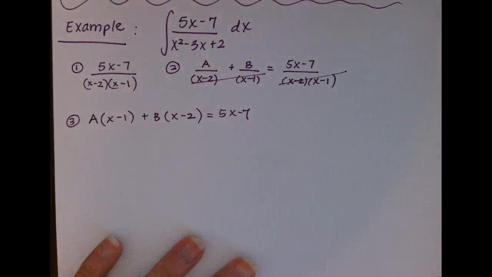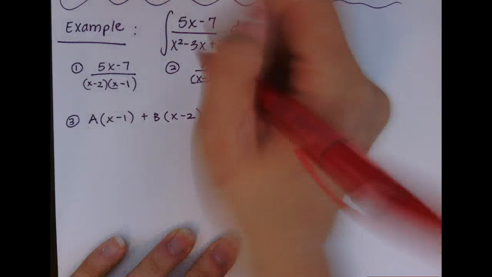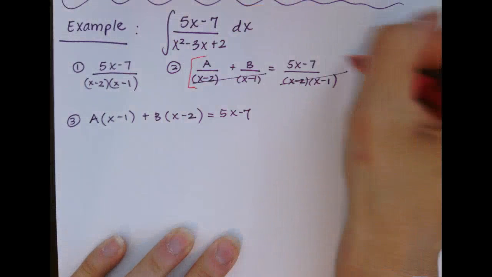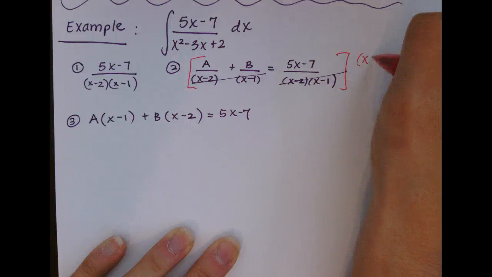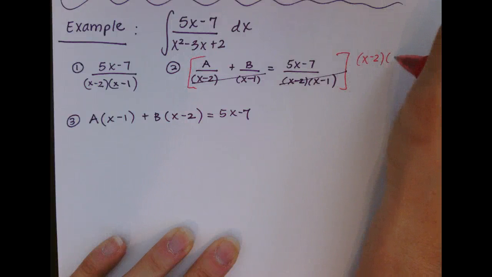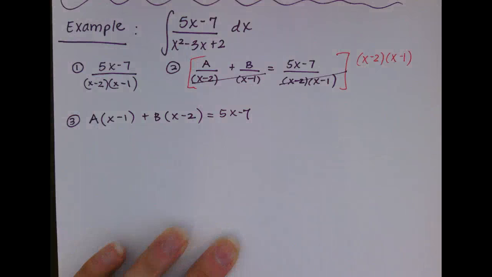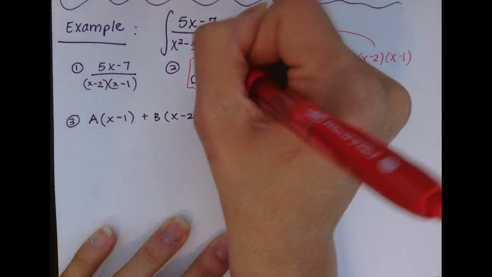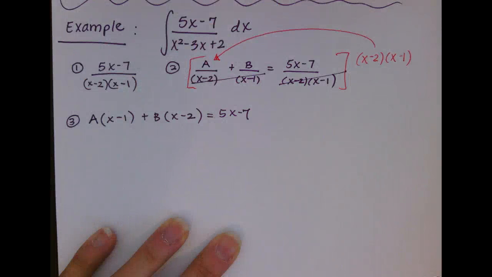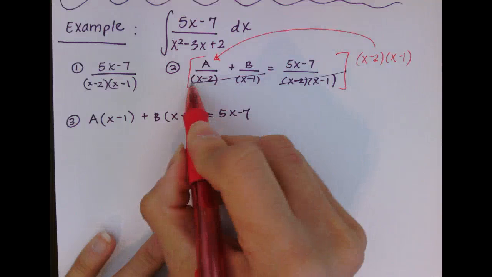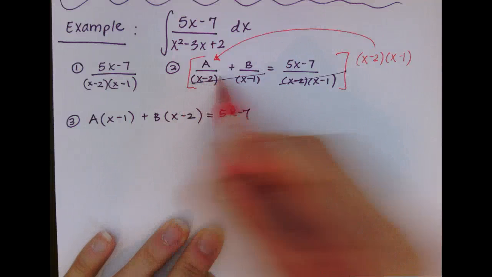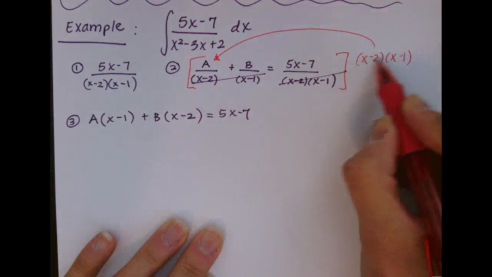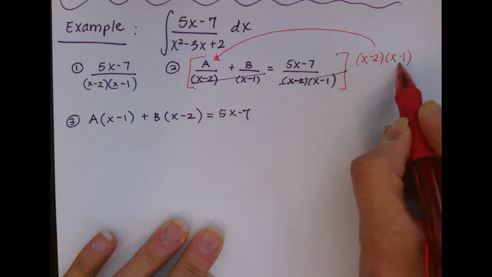So let me just show you this really quickly. What I'm doing is I'm multiplying both sides of the equation, or in other words, every single term in the equation by that common denominator. So if I multiply the first term by that common denominator, you're going to see that this x minus 2 is going to cancel with this x minus 2, and I'm left with A times the factor of x minus 1.